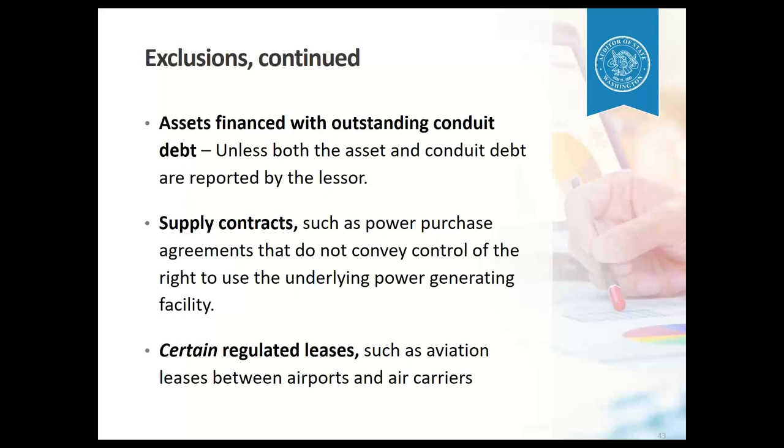And certain regulated leases, like the aviation leases between airports and air carriers, those are the only kinds of regulated leases that I've come across that are excluded from GASB 87, the ones between airlines, like United Airlines and the Port of Seattle, something like that. If you have some other kind of regulated lease, it would be interesting for us to hear about that, because so far that's really the only example I've got of something like that.